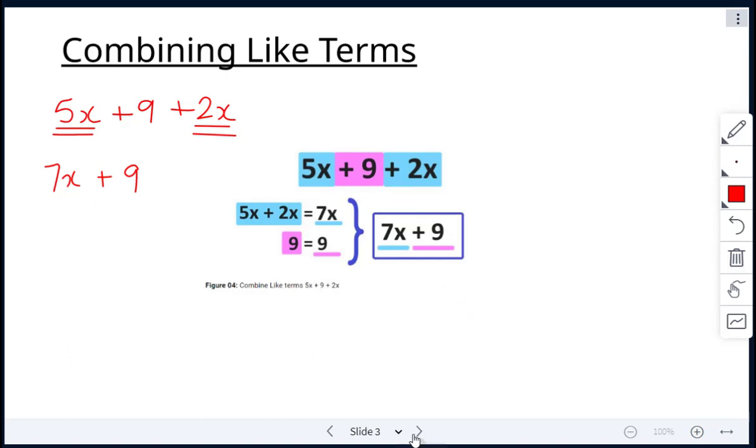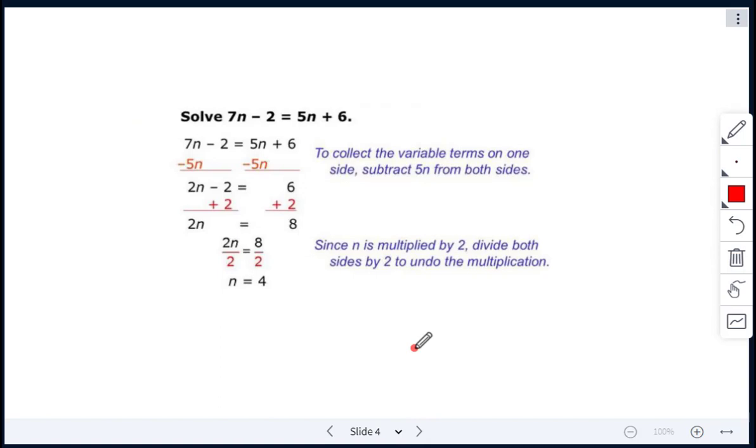All right. So let's take a look at this example. We're solving for n. It says solve 7n minus 2 equals 5n plus 6. That means we're solving for the variable, and in this case, the variable is n. Notice here, we have n on the left side. We also have n on the right side. So to bring this over to the left-hand side, we have to subtract it. That's what's being shown here. We're subtracting 5n on both sides.